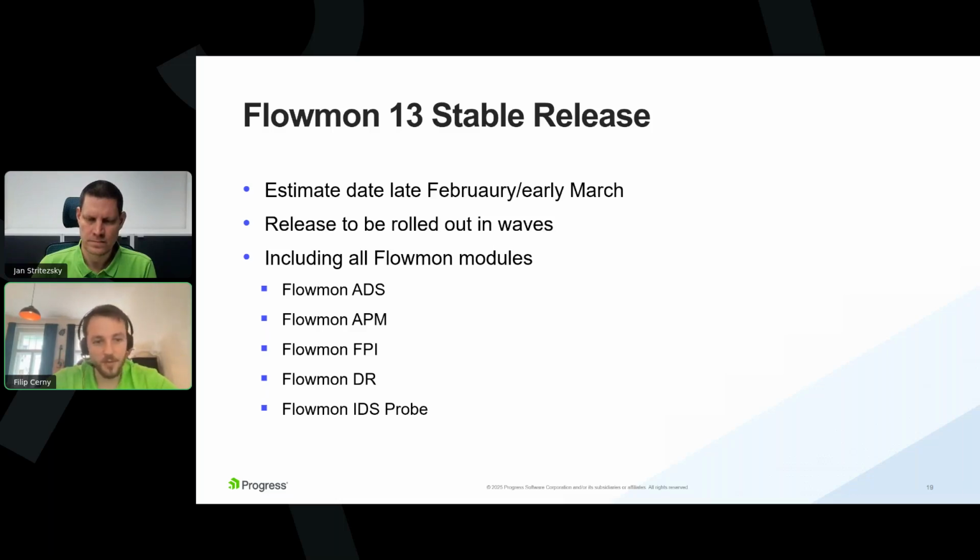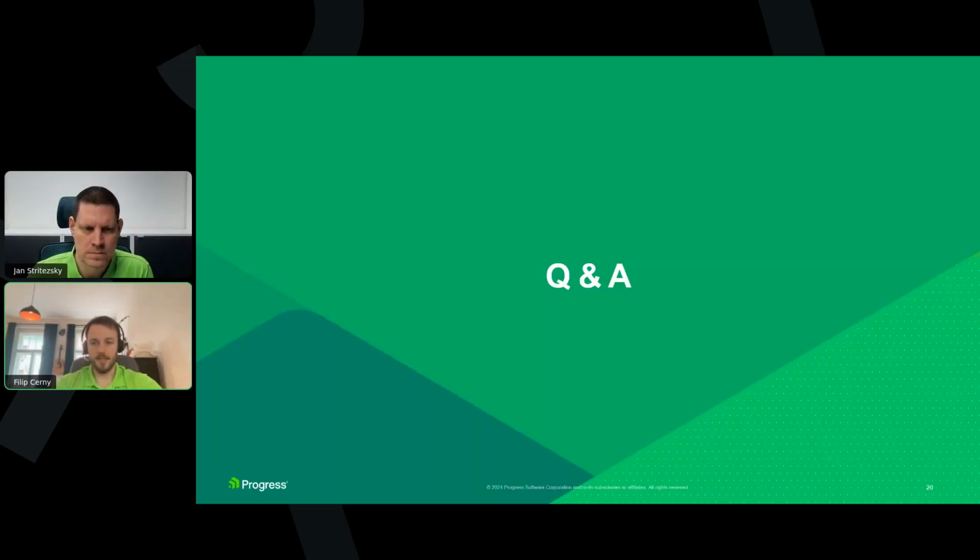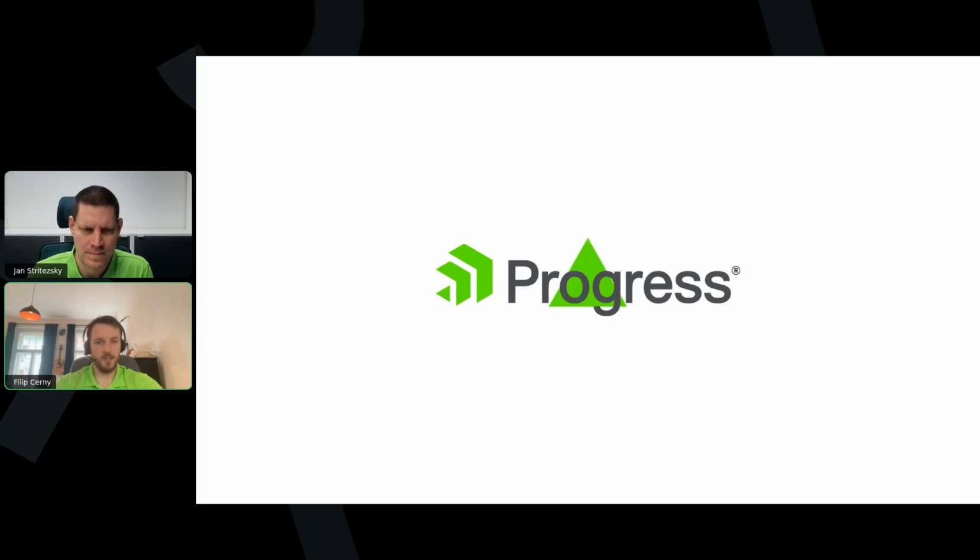It will also include all Flowmon modules for stable as well. So Flowmon ADS 13, APM, FPI, data retention, and for IDS probes. So if you have any questions in the later stages, please reach out to our support or through our website on our contact form.